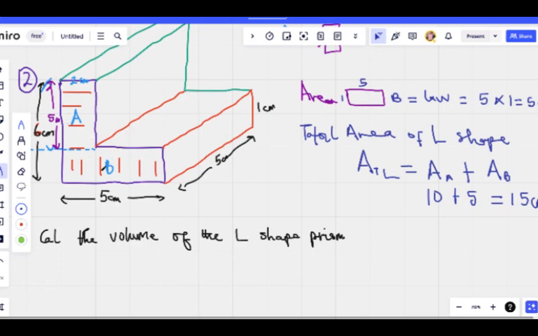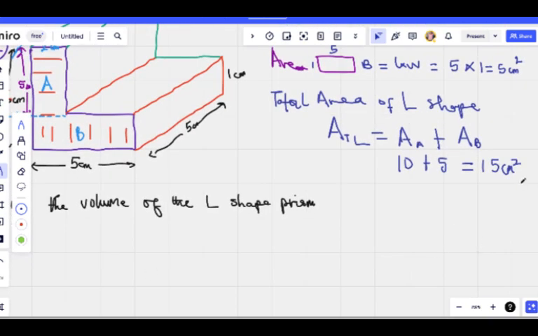In this type of prism, you have to find the cross-sectional area, which in this case is an L shape. After you found the area, the next thing to do is to multiply by the long length of the prism, in order to get the volume. Volume of the prism will be the cross-sectional area times the length. So if the question is asking you for the cross-sectional area of the L-shaped prism, you just stop here.